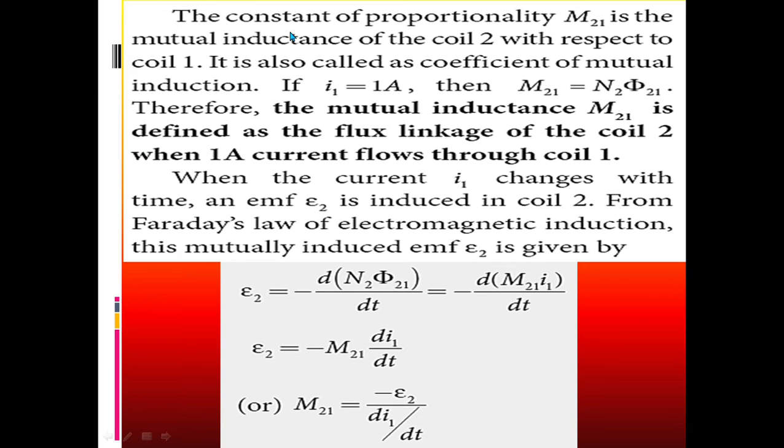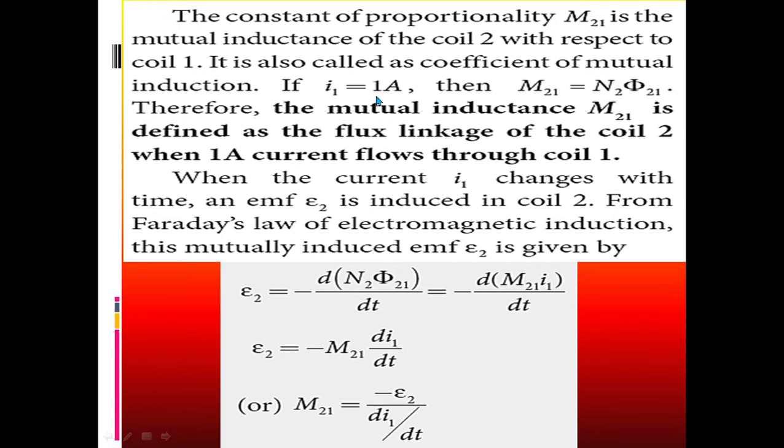The constant of proportionality M21 is the mutual inductance of coil 2 with respect to coil 1. It is also called the coefficient of mutual induction, or coefficient of mutual inductance. If I1 is equal to 1 ampere, please note it down children, this is a very important definition, the mutual inductance definition.